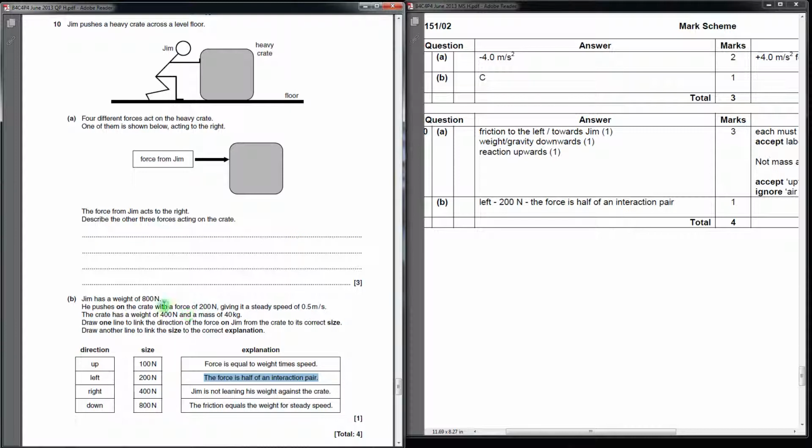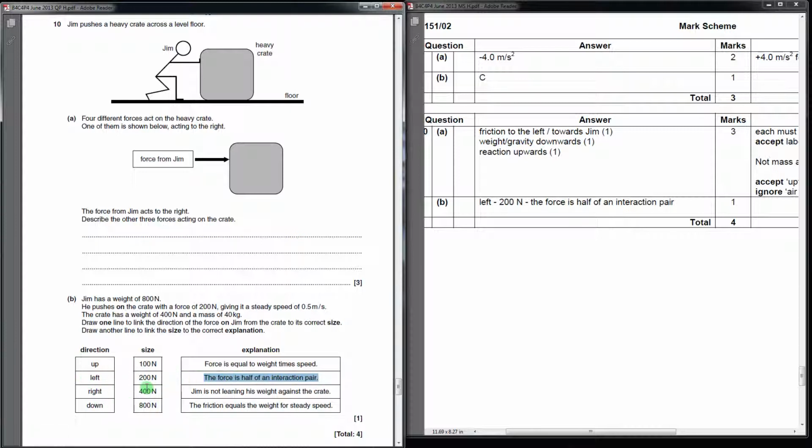Okay, so it says here Jim pushes on the crate with a force of 200 newtons. So if Jim is pushing on the crate with 200 newtons and he's pushing to the right, then the crate must be pushing him to the left with a force of 200 newtons as well. If you've got one of the forces in the pair, all you have to do to find the other one is swap the objects and reverse the direction. So the lines we should be drawing are to the left 200 newtons and the force is half of an interaction pair. So all along the second set there.